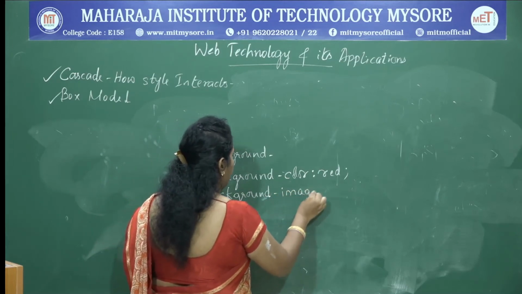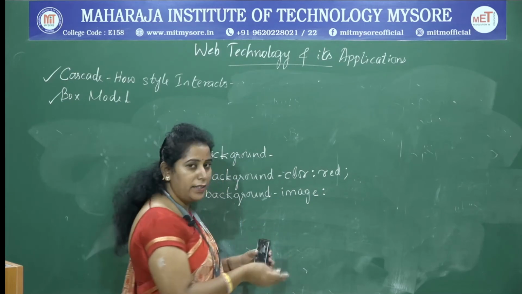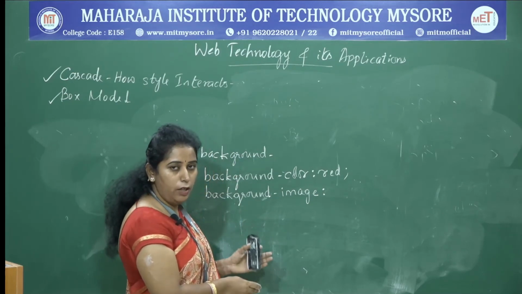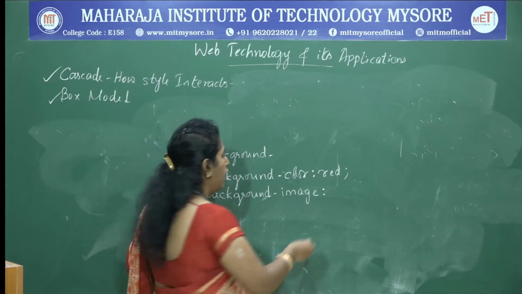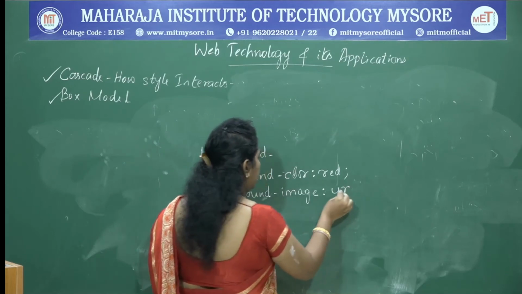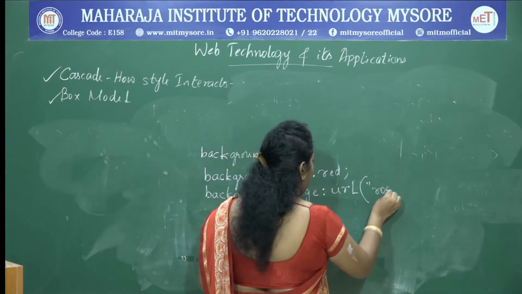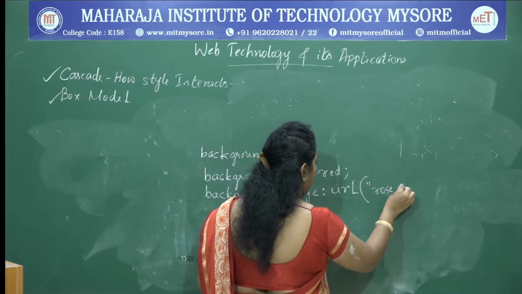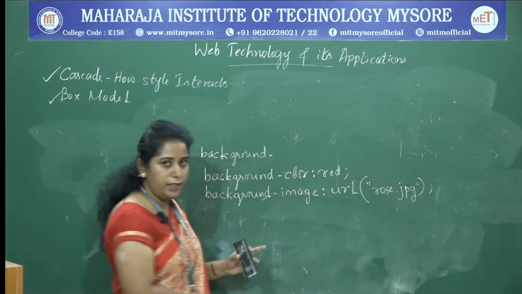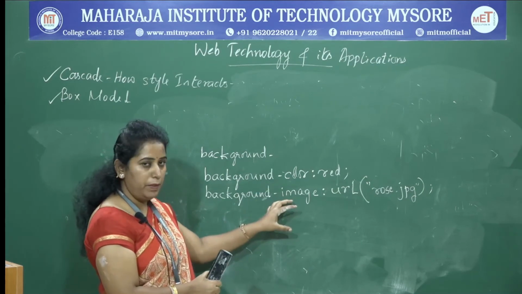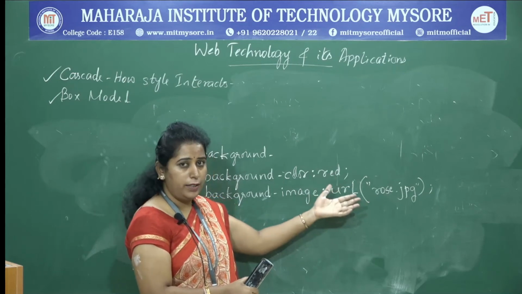So this is the one used while using the img tag. You can set an image as the background of the output window by using the property called background image. For example, how to use it: url, and within the parentheses, if the image name is rose.jpg, that has to be given in this way. By this time, in the background, this image is going to display.